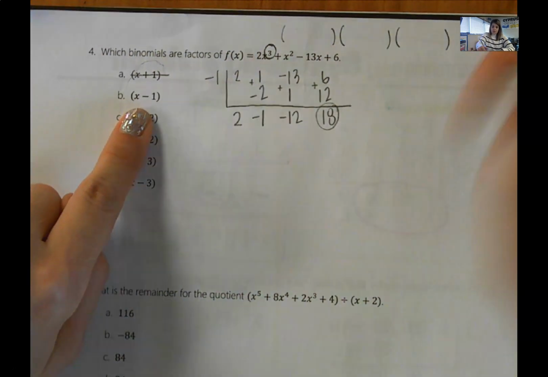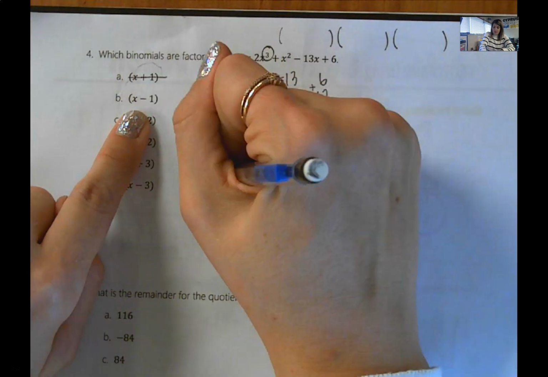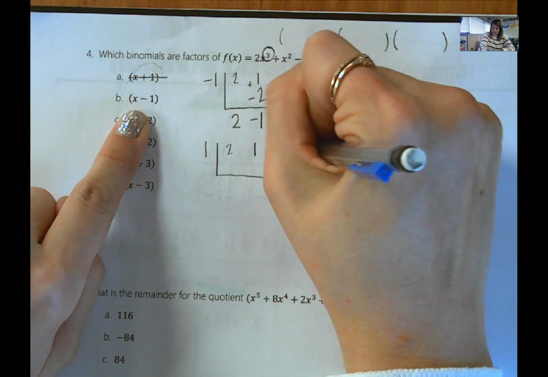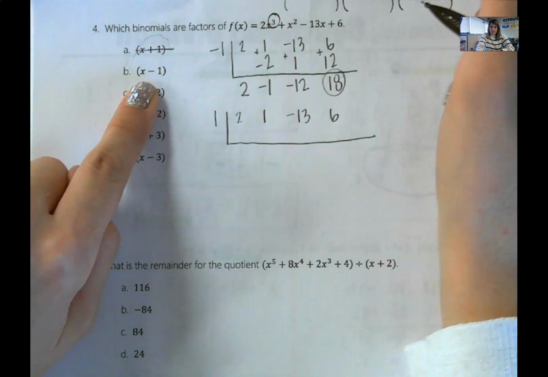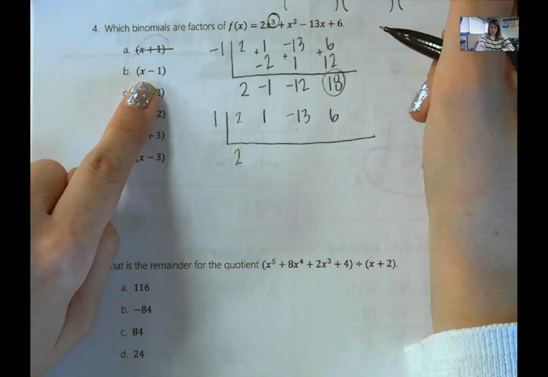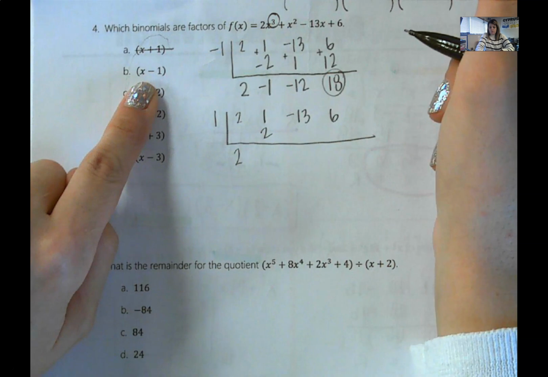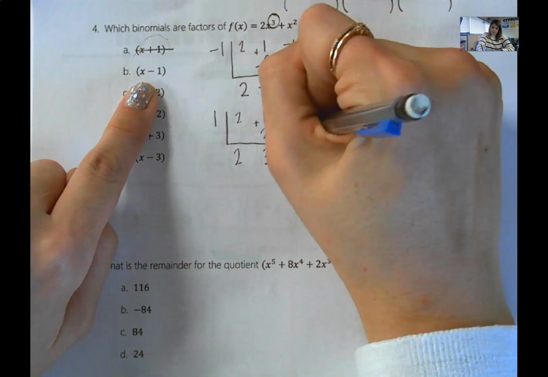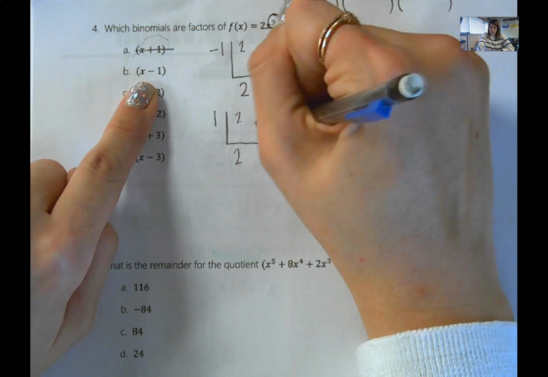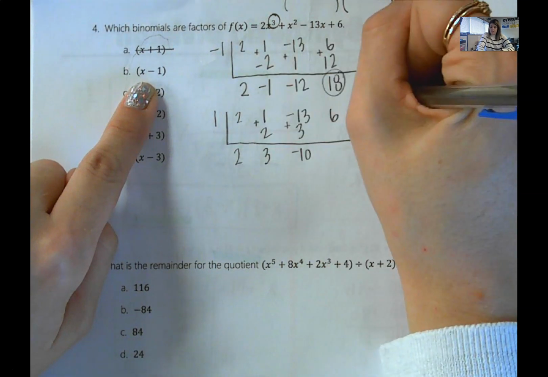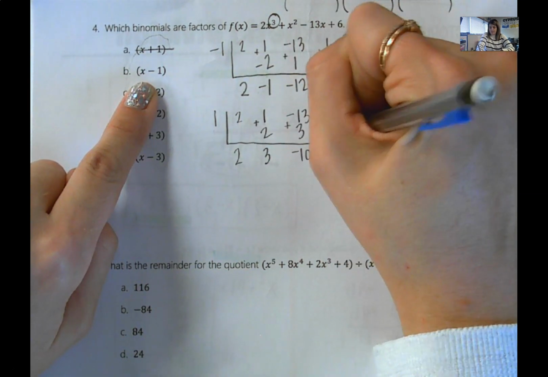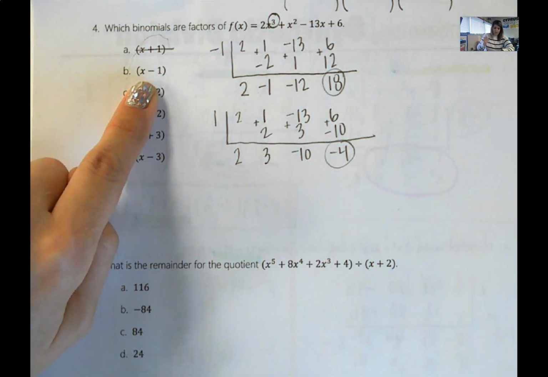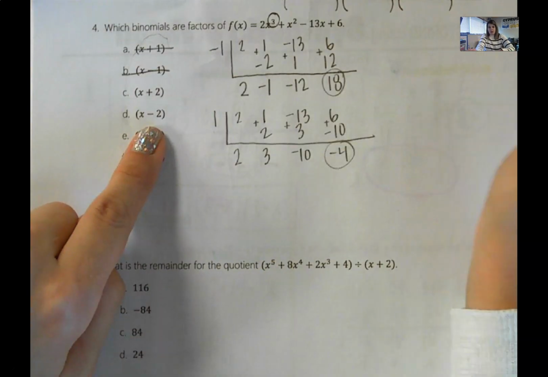Now we check the next one. We would have a +1 outside the house. Inside the house is the same. And we do the method again. Drop down the 2. 2 times 1 is 2. 1 plus 2 is 3. 1 times 3 is 3. -13 plus 3 is -10. 1 times -10 is -10, which gives us a remainder of -4. So that means B is not an option.